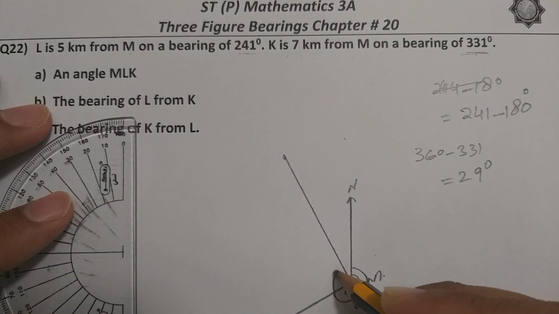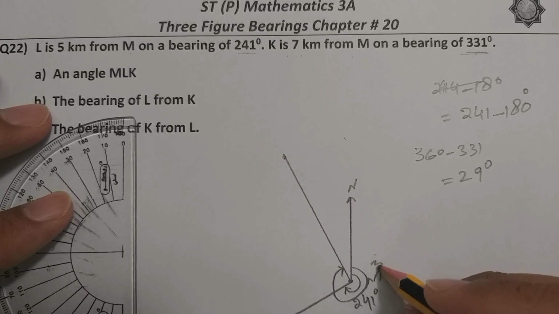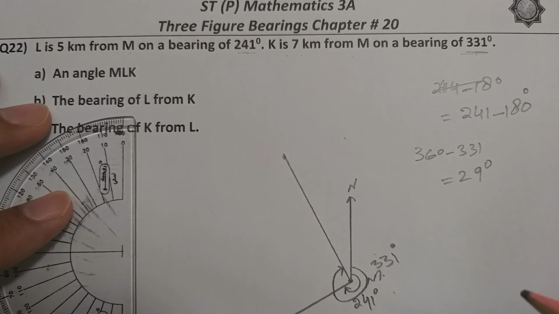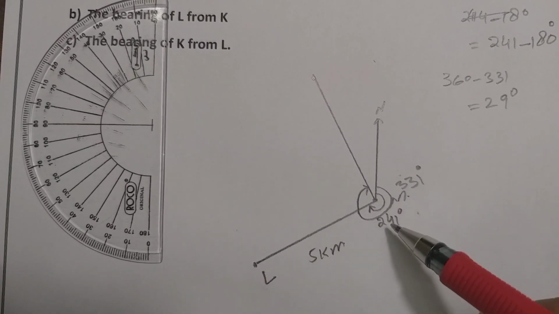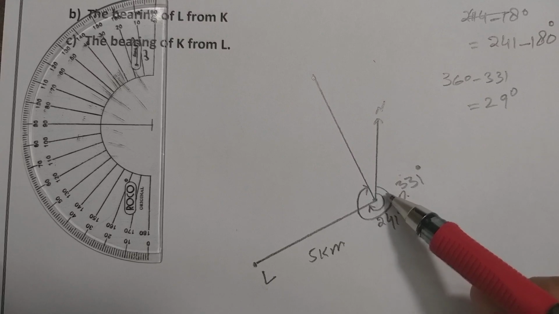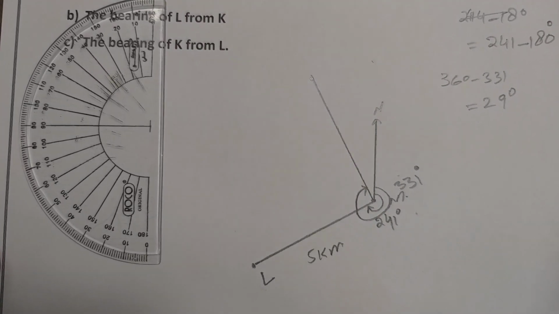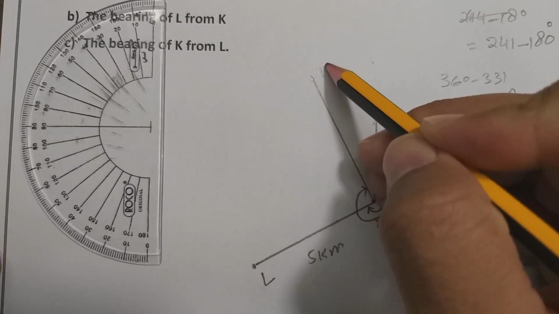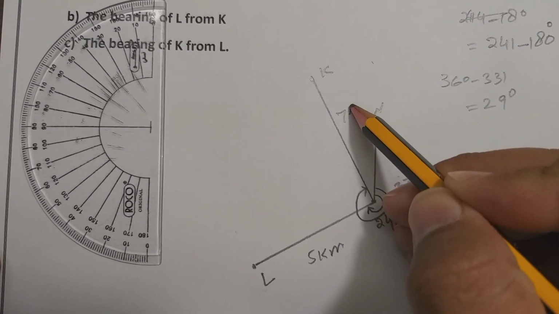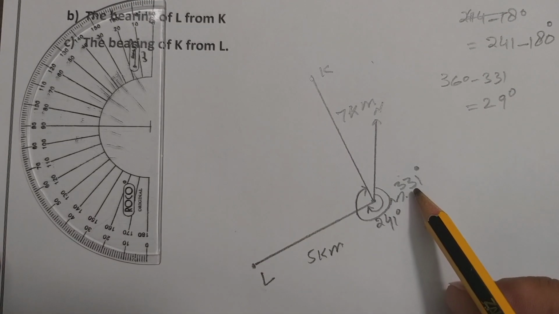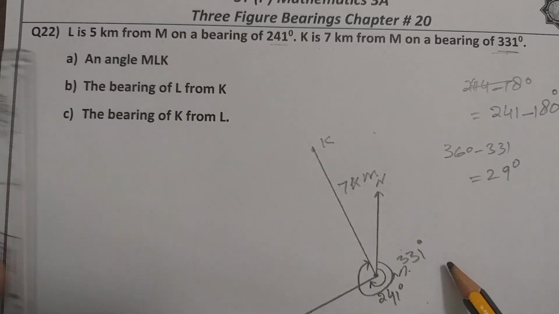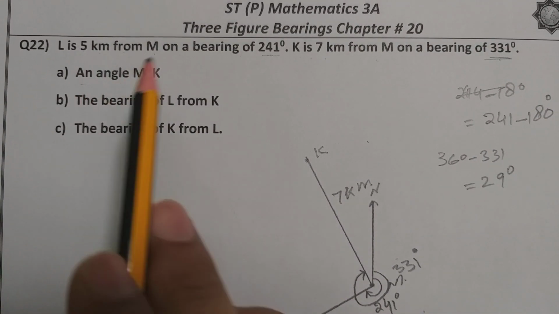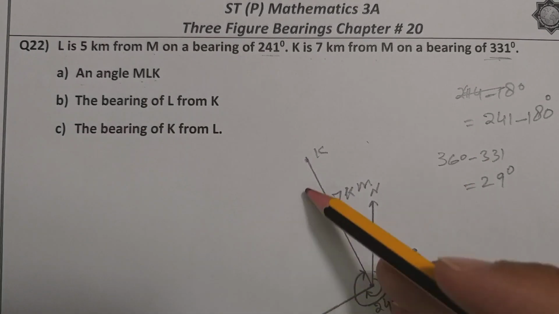This is the total bearing till here, which is 331 degrees. But if you look at this part, the first bearing from M to L is 241, and from M to K, this is the point K, which is 7 km. The bearing is 331, as given in the question. Okay, so in the first part, he said find the angle MLK. We need to find this angle.